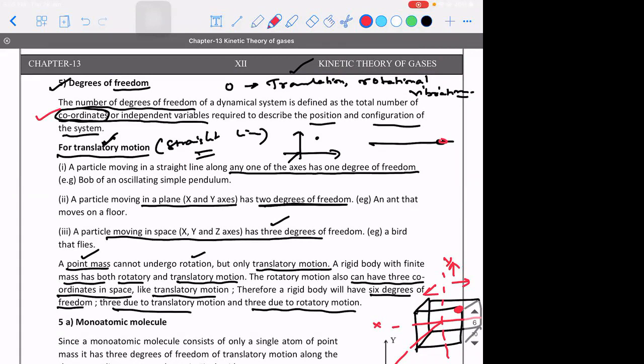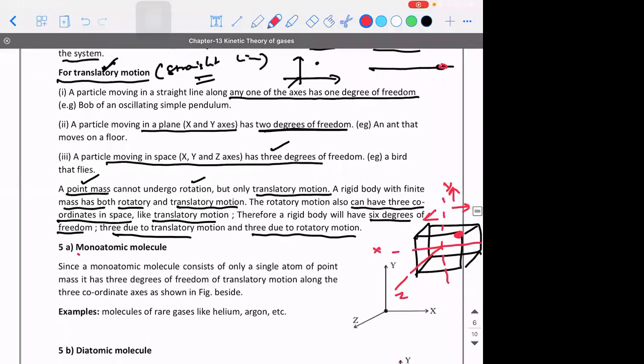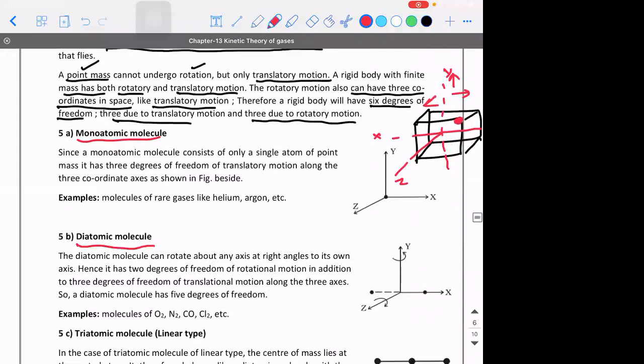When I say system, the system can either be a monatomic molecule, a diatomic molecule, or a triatomic molecule also. So for all these molecules, we are going to calculate the value of gamma, which we have learned in thermodynamics.